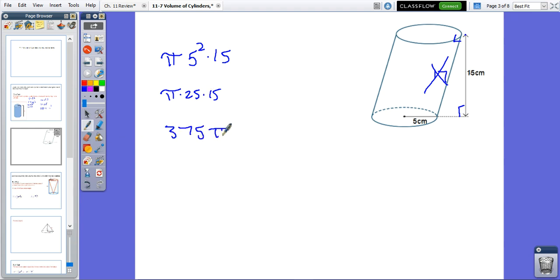375 pi. Now, if they say to leave it in pi form, this is what you do. You leave it like that. But in case they tell you to round it, you go ahead and multiply it. And I know for sure in the assignment, it does tell you to round a couple of these. So we'll multiply 375 times pi. We get 1178.1 because it's 0.097, so it's 0.1. And it's still units cubed. This particular one is centimeters cubed because they tell us we're in centimeters here. So that's cylinders, very similar to that of a prism.